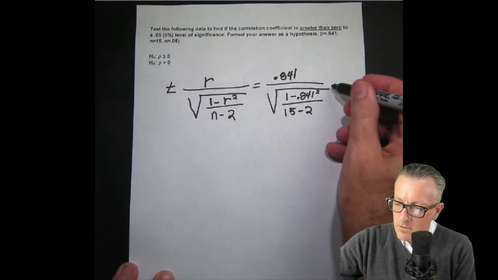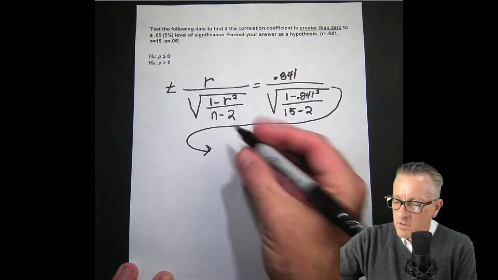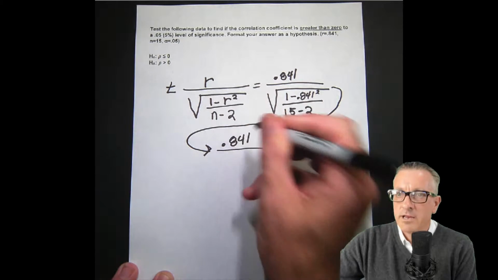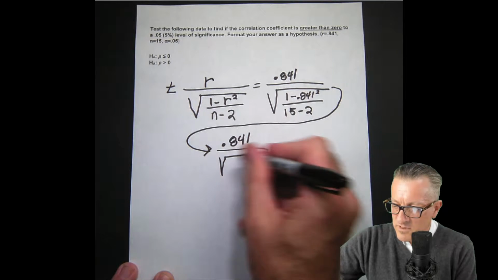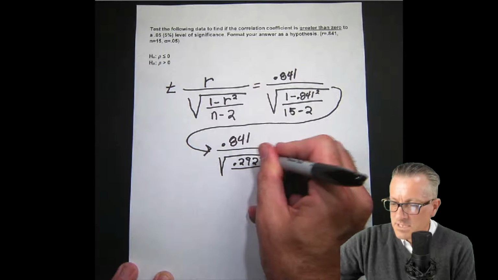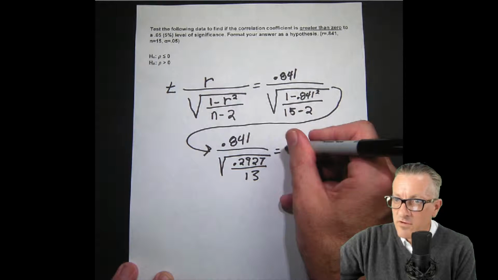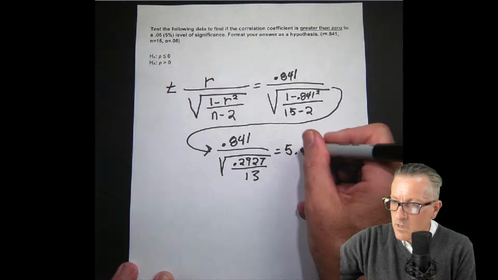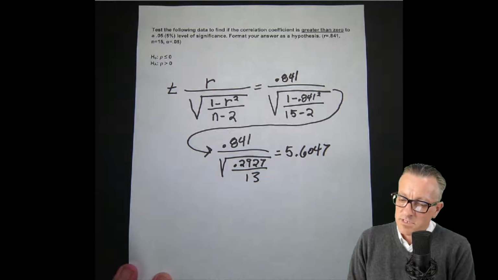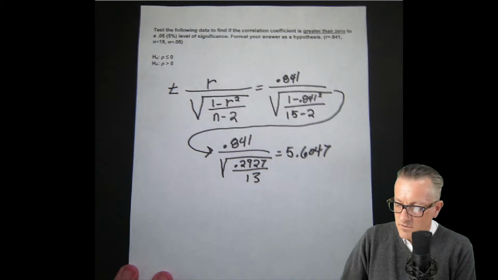And then we work that out a little bit more, and we end up with 0.841, and I'm just simplifying this a little bit, 2927, and then 13, and then I'll solve it. So you end up with 5.6047.